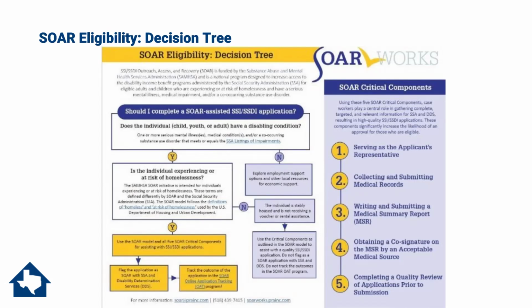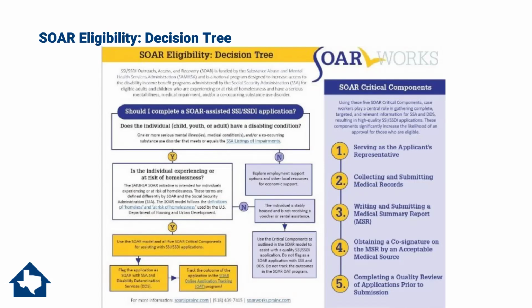Step 3 then is writing and submitting a medical summary report. Just in brief, this is where the SOAR caseworker will summarize everything they know about the person from what they find in their medical record and the history they've collected, and it's written in a way to explain how employment is impacted, their daily functioning is impacted, things like that.